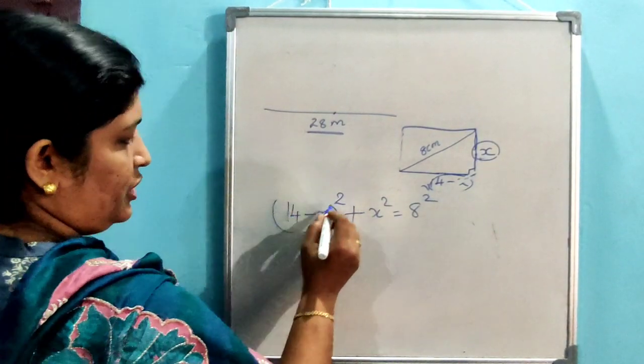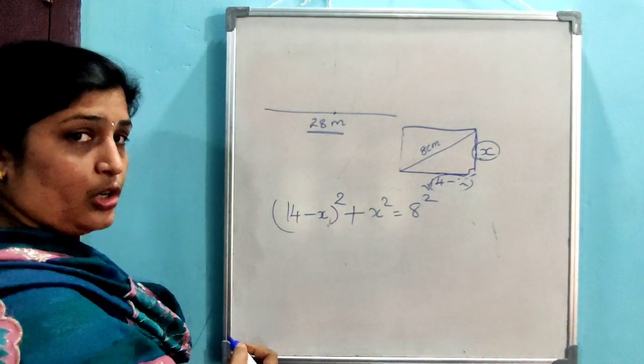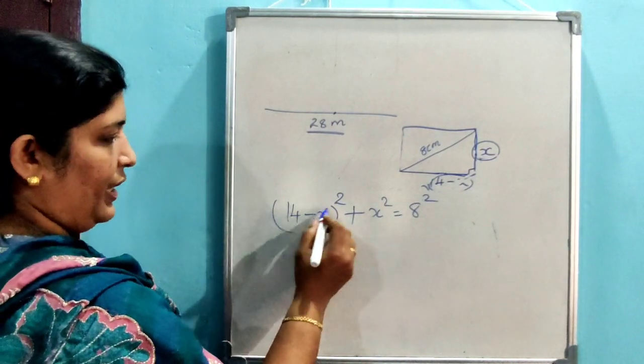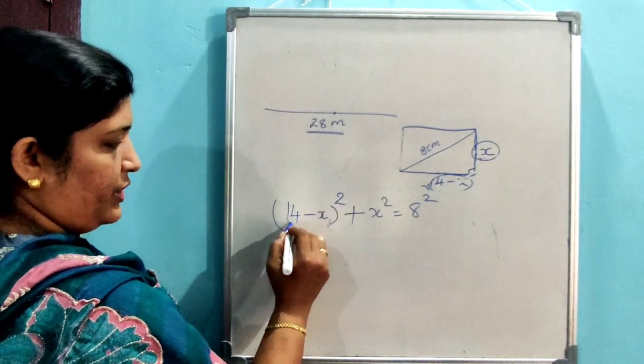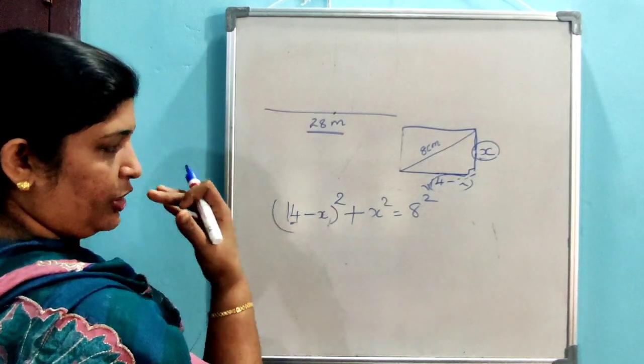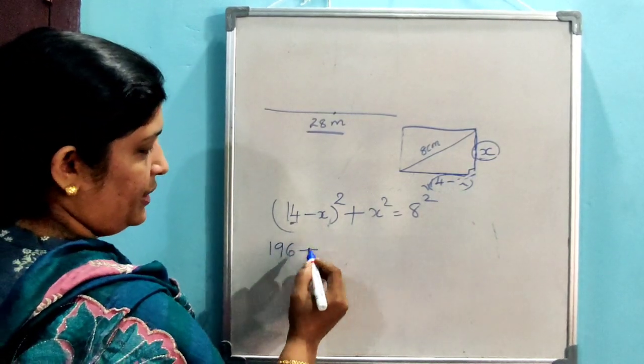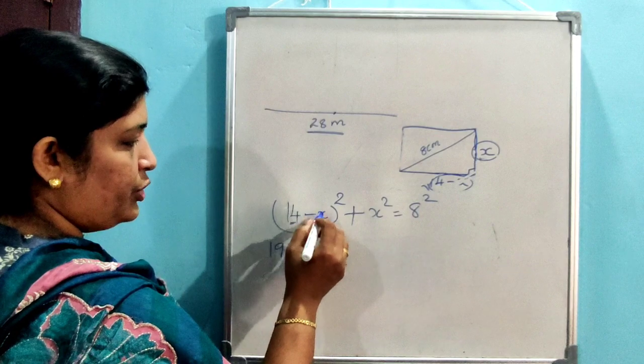Then just expand this (14 minus x) whole square. Using the identity (a minus b) whole square, we can expand this. First 14 square. What is 14 square? That is equal to 196, minus 2 into 14 into x.